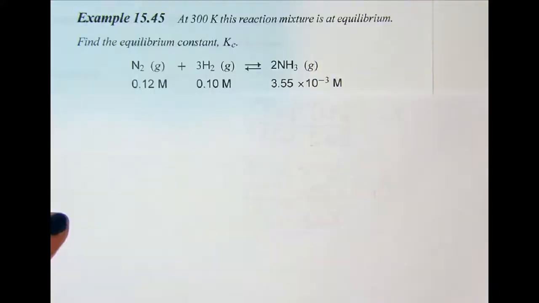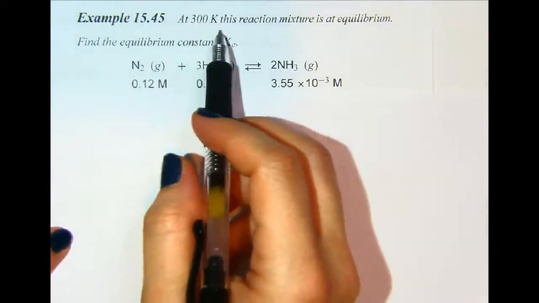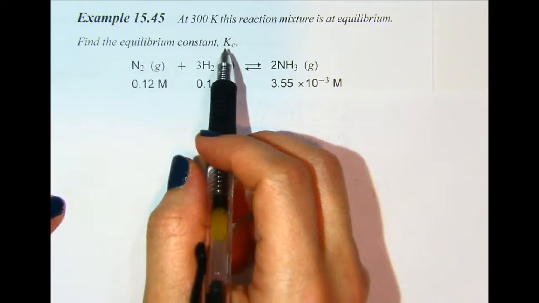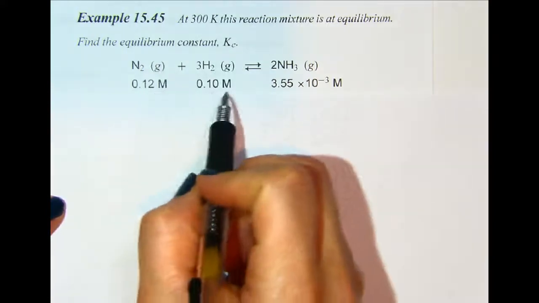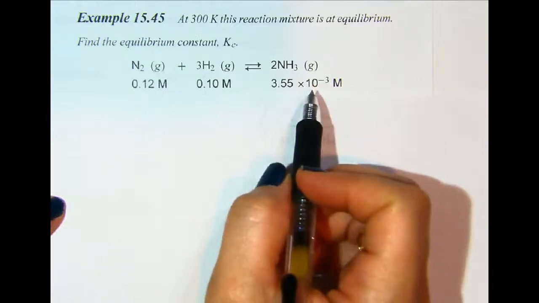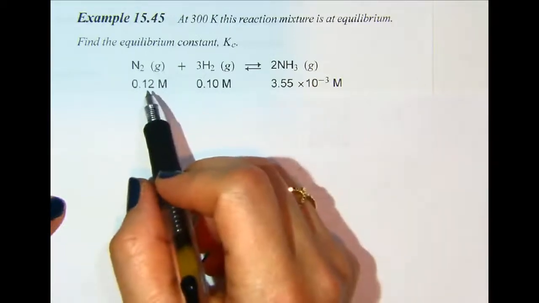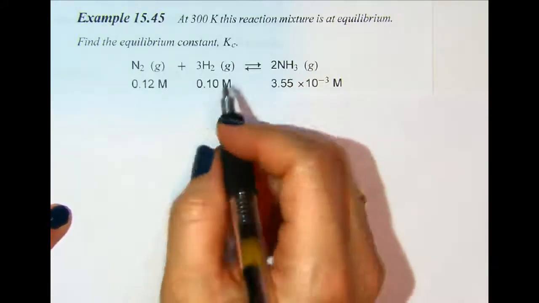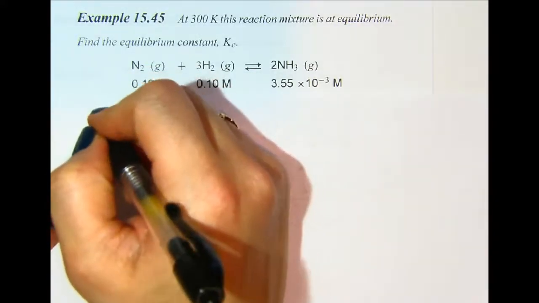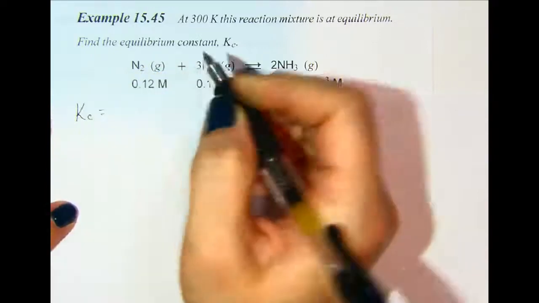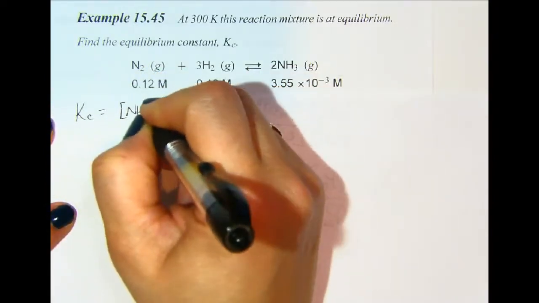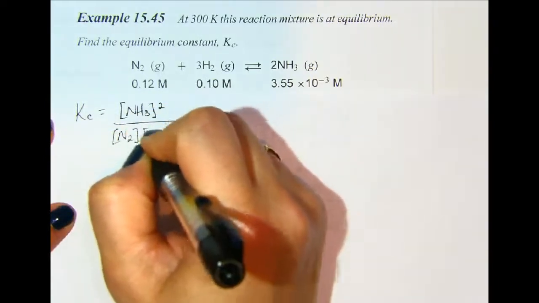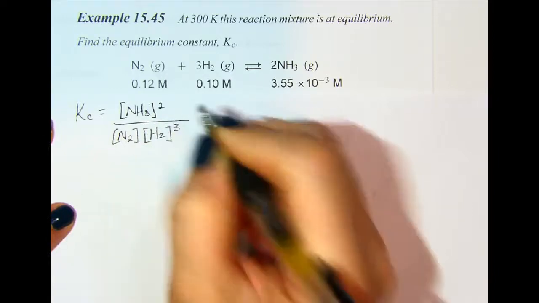7/2 power. Example 15.45. At 300 Kelvin, this reaction mixture is at equilibrium. Find the equilibrium constant Kc. And the good news is we're given molarity, molarity, molarity, and so it's already set to find Kc. If these would have been in atmospheres, then we'd only be able to find the Kp, and then we'd have to convert Kp to Kc using the equation. So first I'm going to write the law of mass action, or my equilibrium expression. Kc equals the concentration of ammonia squared divided by the concentration of nitrogen and the concentration of hydrogen cubed.